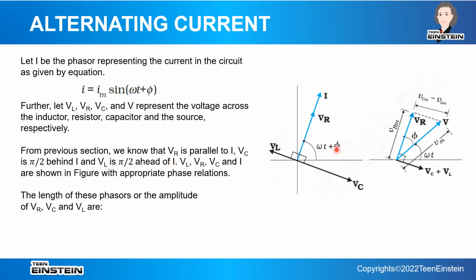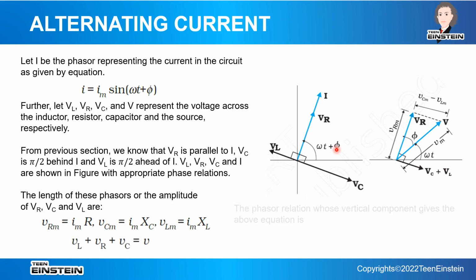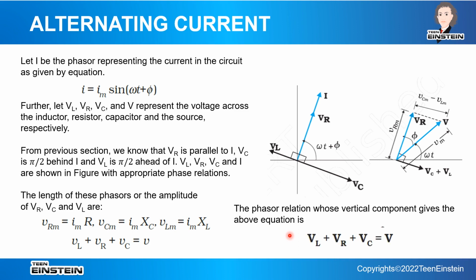So after taking care of all of this, we have the resultant equal to V. The magnitude of VR is going to be Im R, the magnitude of VC is going to be Im into XC. Similarly, the amplitude of VL is going to be Im multiplied by XL. So the phasor relation whose vertical component gives the above equation is the result. The resultant is going to be VL plus VR plus VC. Since they are all vectors, we find the resultant in this way.